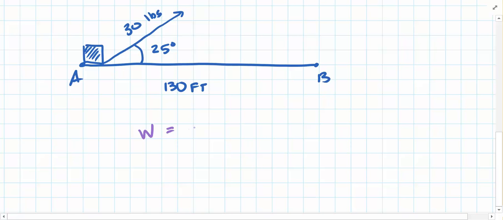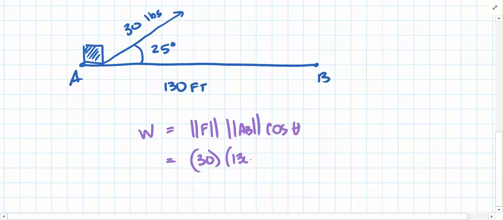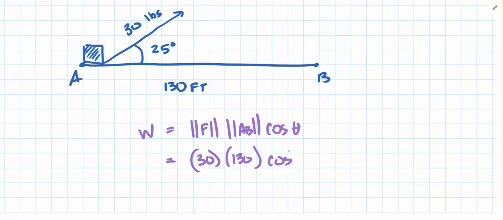So for us, the work is going to be the force vector times AB times the cosine of theta. Okay, the force vector is 30 pounds. We're pulling with 30 pounds of force. We have a distance vector of 130 feet. How's 30 a vector when it's a scalar? No, it's a force vector. It's a force, the magnitude. Okay. 30 pounds of force. Because vectors are representative of forces, right? So cosine of 25 degrees.